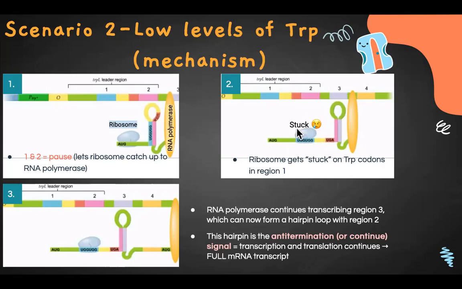And at this point, the ribosome has caught up, sort of, but then it's going to get stuck on the 1 region because that's the trp codons. It's going to be stuck because if there's no tryptophan around, it's not going to be able to get into the ribosome and form the amino acid link. And if it's stuck there, that means 2 and 3 are going to be free and able to bind together. And then that means that 4 is going to be able to be transcribed, and it's just going to keep going.